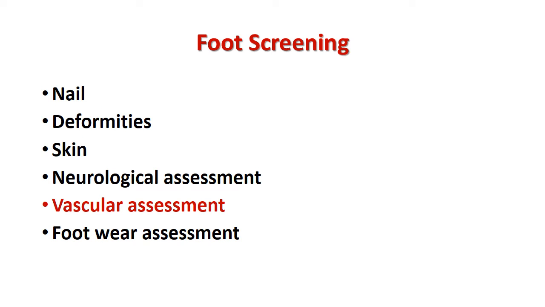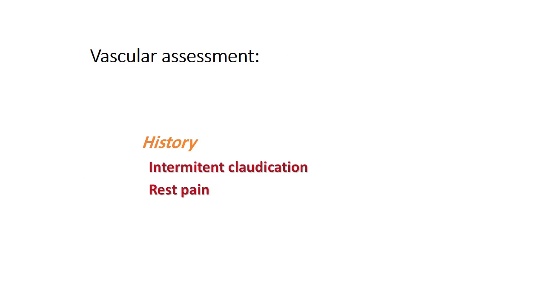The next assessment is a vascular assessment. The patient either comes without any complaint or comes to you with intermittent claudication. Intermittent claudication means the patient comes to you with pain. The pain is a cramping pain, mainly in the calf area, and it is related to walking and relieved by rest. So these are the main characteristics of it.